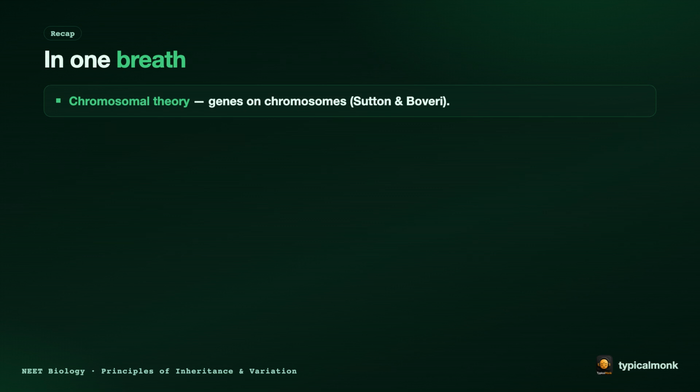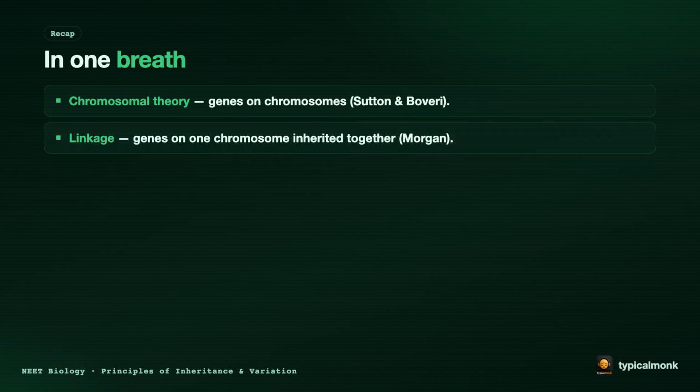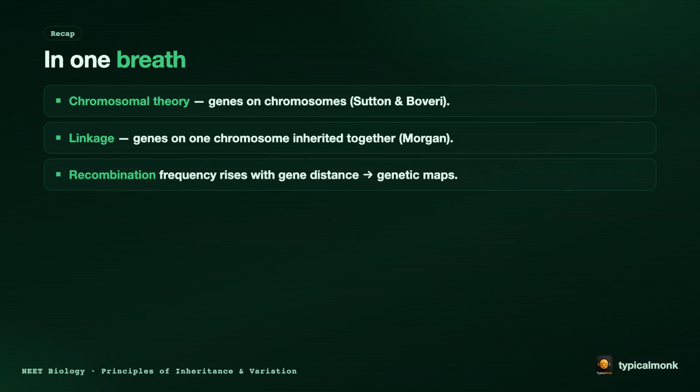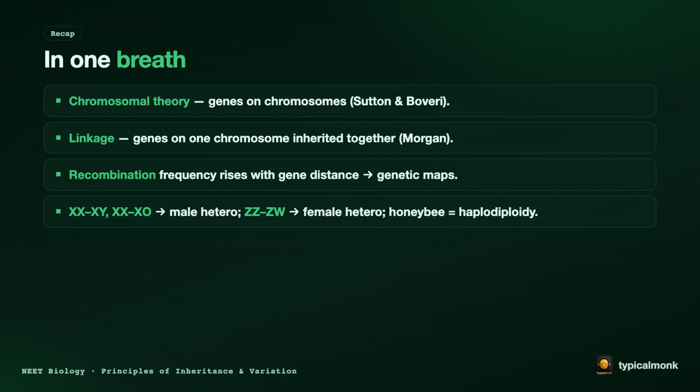Let's gather it all in one breath. Chromosomal theory. Genes on chromosomes, Sutton and Boveri. Linkage. Genes on one chromosome inherited together, Morgan. Recombination frequency rises with gene distance, genetic maps. XY and XO, male heterogametic; ZW, female heterogametic; the honeybee is haplodiploidy. In humans, the father decides the child's sex.